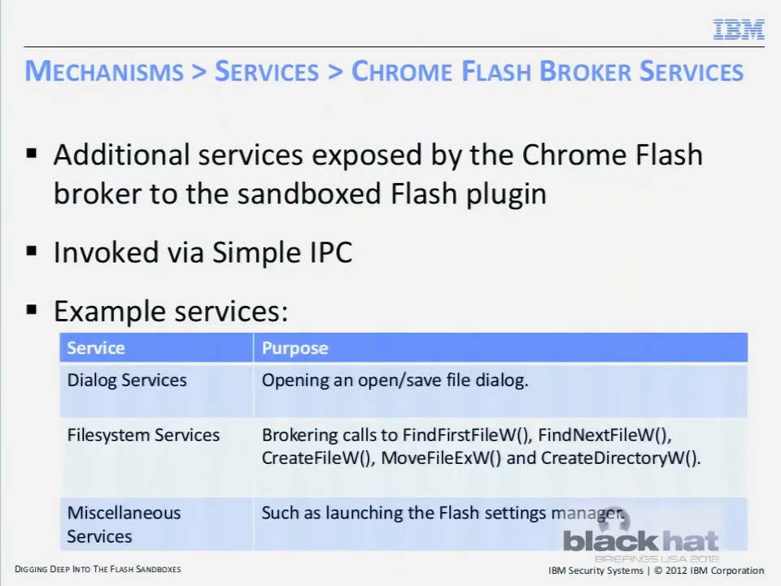So the third set of services we'll discuss is the services exposed by the Chrome Flash Broker process. These are callable by a simple IPC and are callable by the sandboxed Flash plugin. Example services are dialog services for open and save dialog boxes, file system services for brokering calls to specific Windows file system related APIs, and miscellaneous services such as launching the Flash Settings Manager.